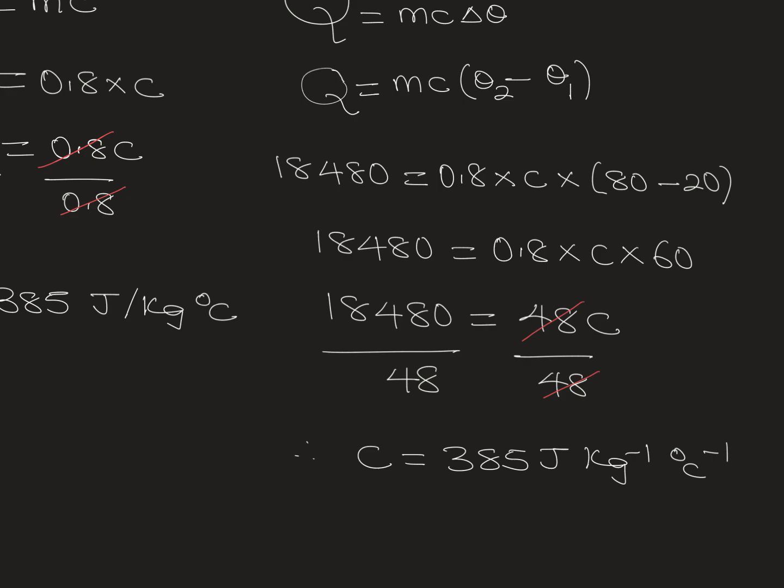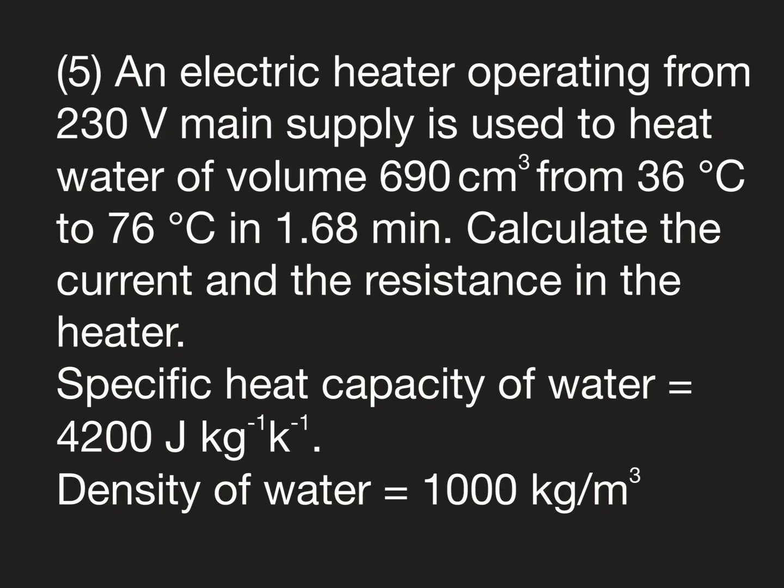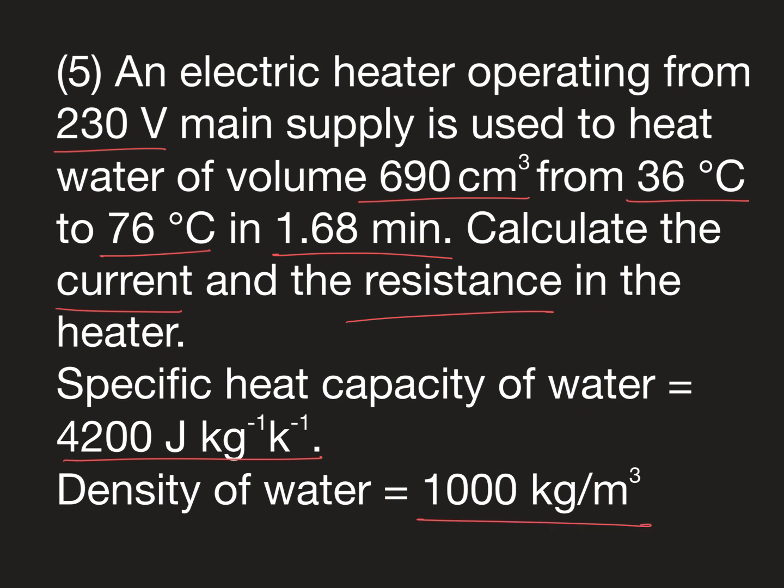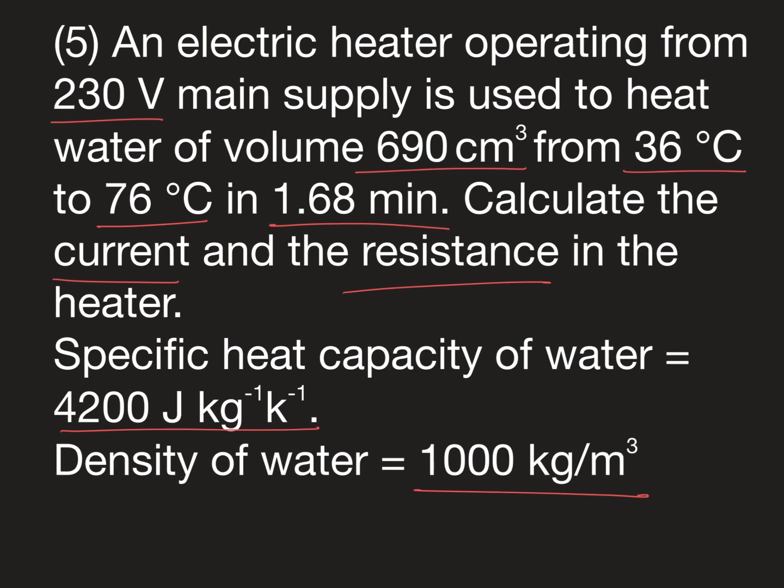Okay? An electric heater operating from 230 volts main supply is used to heat water of volume 690 centimeter cube from 36 degrees Celsius to 76 degrees Celsius in 1.68 minutes. Calculate the current and the resistance in the heater. The specific heat capacity of water is given as 4,200 joules per kilogram per Kelvin, and the density of water is given as 1,000 kilograms per meter cube.